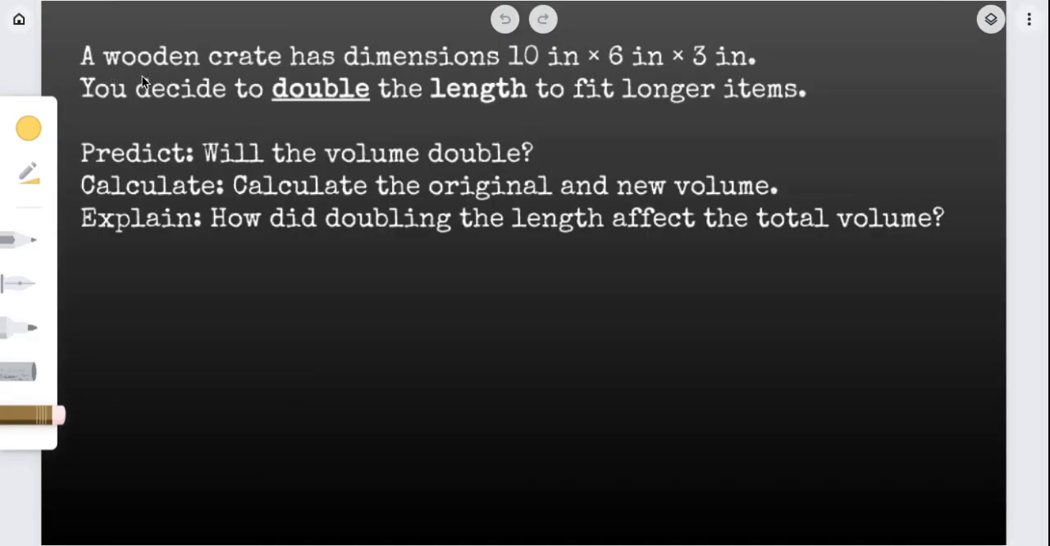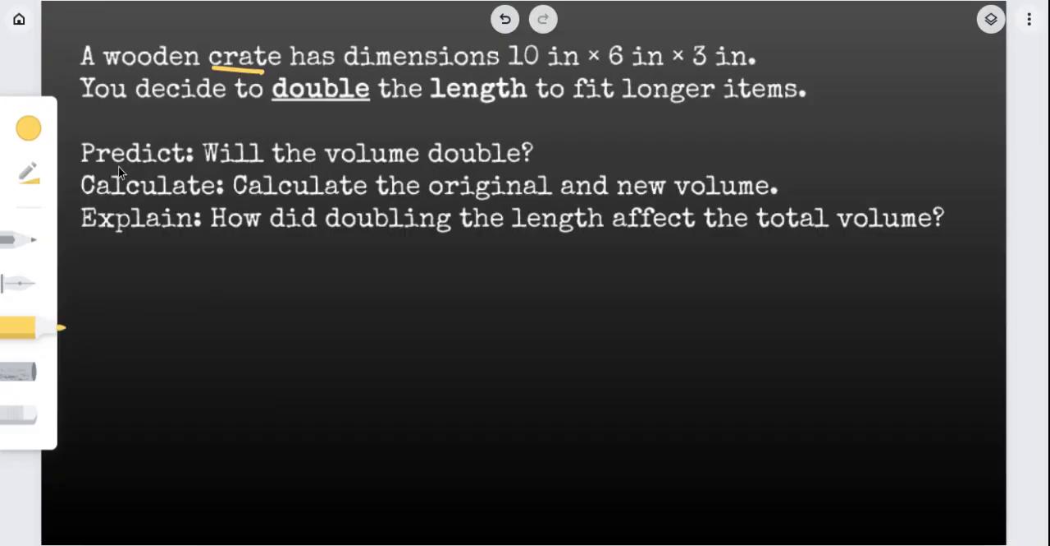It says a wooden crate has dimensions 10 inches by 6 inches by 3 inches. You decide to double the length to fit longer items. So let's stop for just a second and make sure that we understand what a wooden crate is. A wooden crate is like a wooden box, and a box is something that is three-dimensional, something that we could store items in.